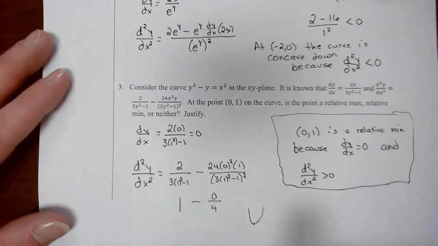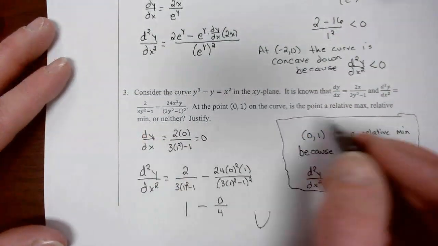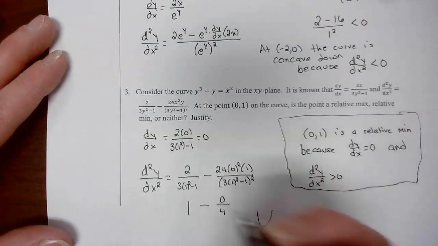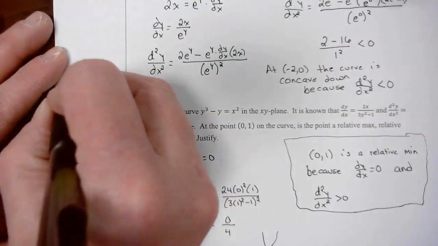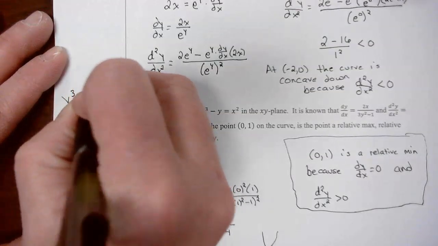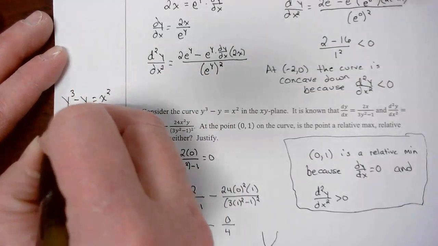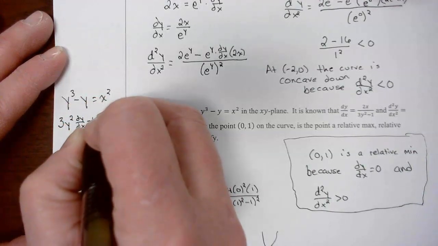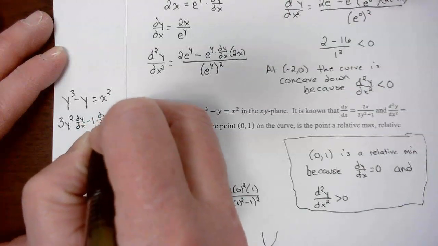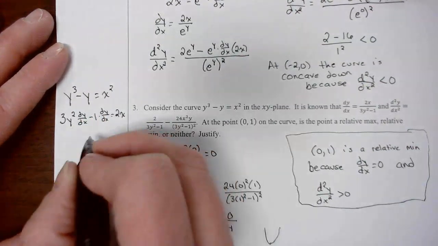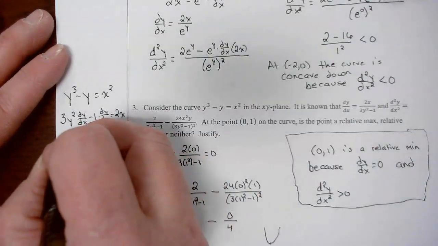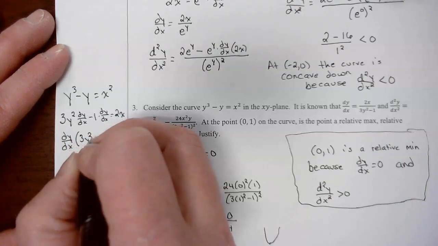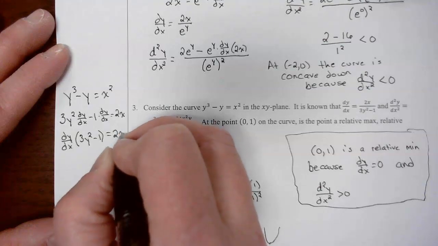Now I said I was going to come off to the side and kind of prove the dy dx. So you'll see that kind of question asked a lot where they give you the curve and they give you dy dx and they want you to show it. So let's come off to the side and just practice that. If I took the derivative, I'd have 3y squared dy dx minus 1 dy dx equals 2x. Well, notice that both of those terms have a dy dx. I can factor out dy dx, and I'd have dy dx times (3y squared minus 1) equals 2x.